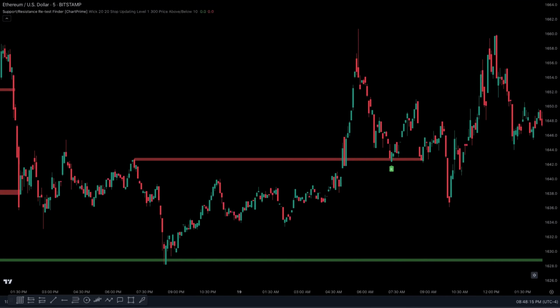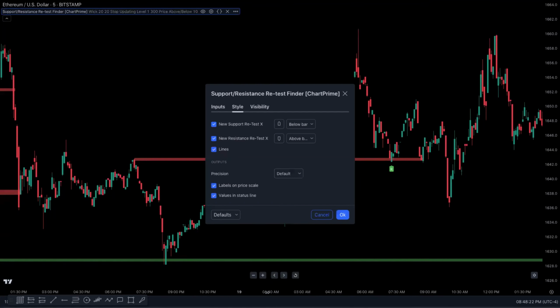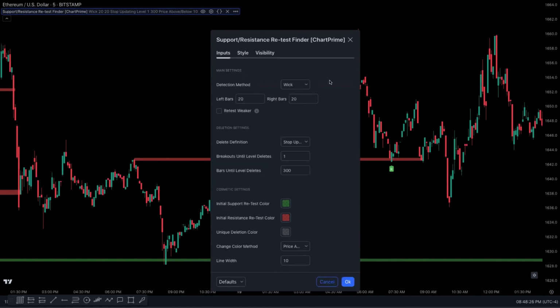Before anything, let's dive in and take a look at the settings of this indicator. As you can see here, the indicator is pretty basic and there's nothing much to change. As a matter of fact, we are not really going to change anything. However, you can see that there are other options here. This is the detection mode. You can put the body if you want, but I suggest you leave it on the wick. For the left and the right bars, you can put it to 40.